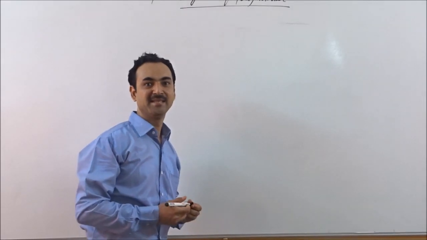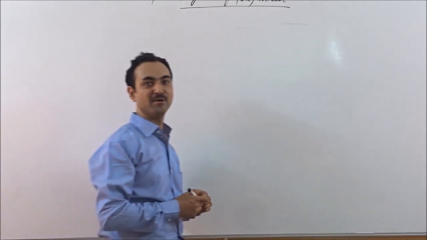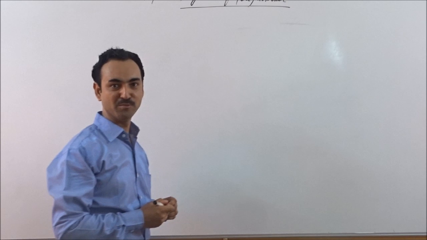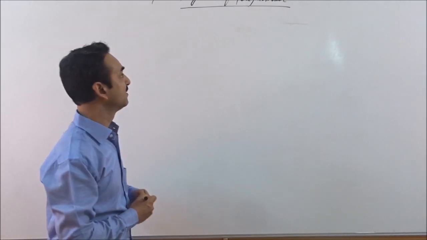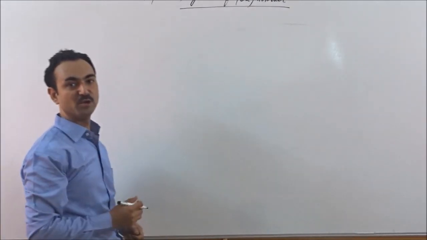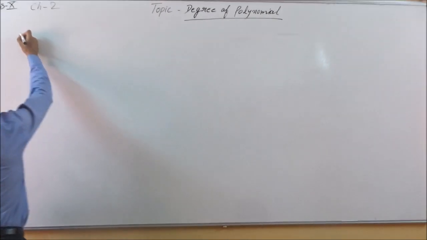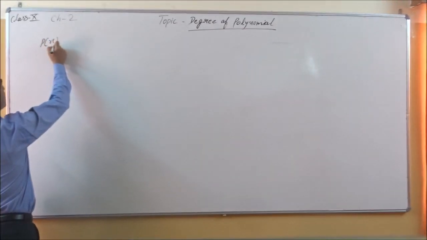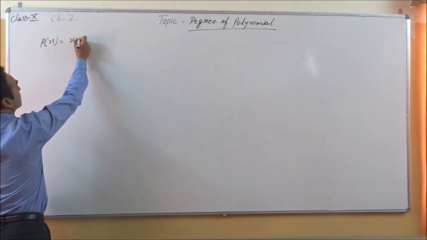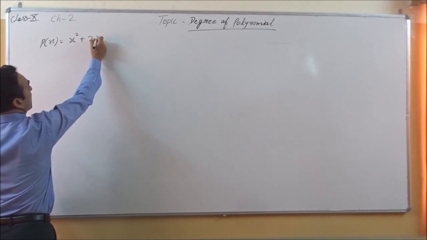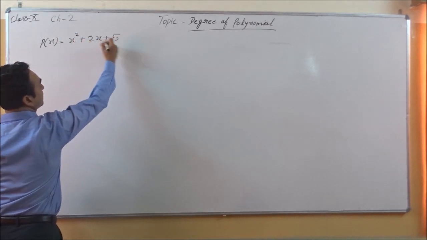Morning students. Today we are going to study chapter number 2, which is polynomials. Let's first start with the degree of a polynomial. The degree of this polynomial p(x) = x² + 2x + 5.